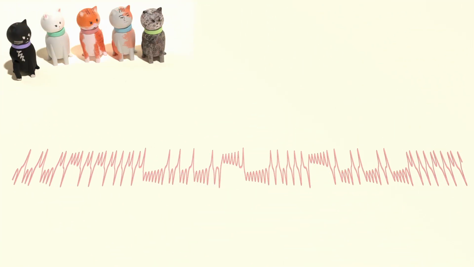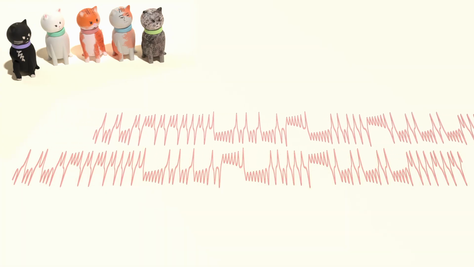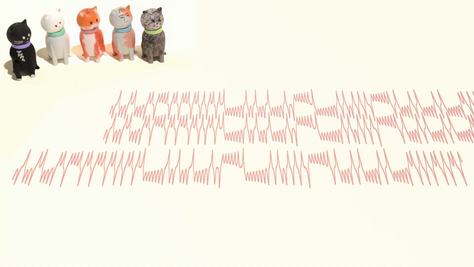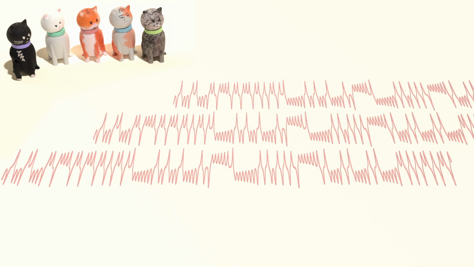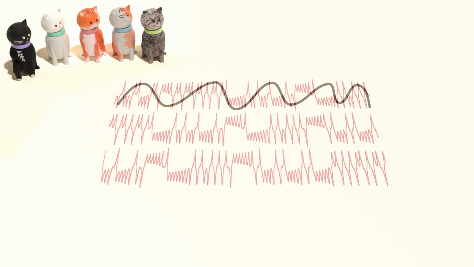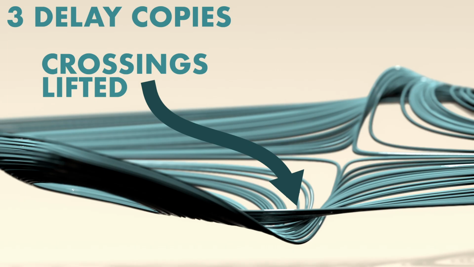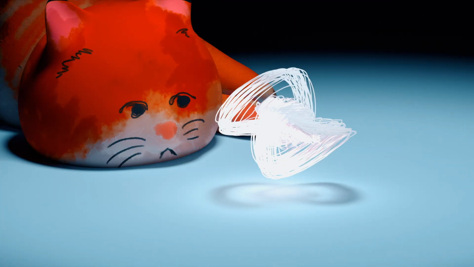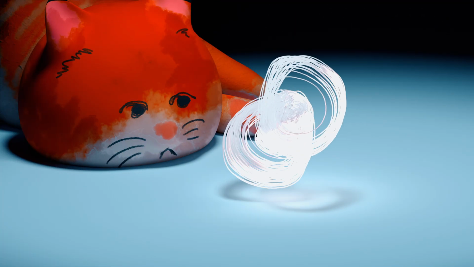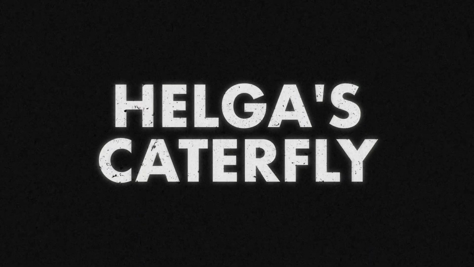You see, when we made the shadow manifold of the Lorentz butterfly, we knew we needed 3 time-delayed copies because we knew the original butterfly had 3 axes. Had we chosen 2, we would get something that kind of looks like the Lorentz butterfly, but it has crossings. It's only when we choose the appropriate number of delayed copies that we can lift these crossings off of one another. But even in 3D, the cat purr thing, or let's call it Helga's caterfly.